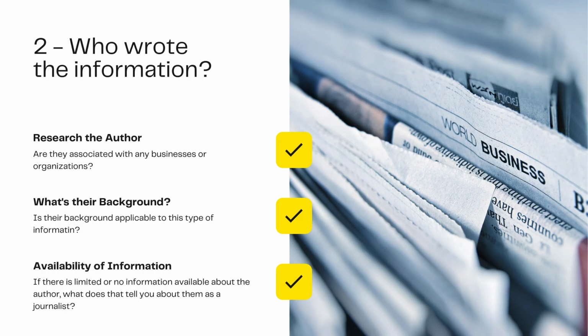Next, consider who wrote the article. Find the author's name on the article and search for their name on the internet to see if they're associated with a certain business or group. Next, consider if they have the type of background to write a story about the topic you're reading about. If you can't find any information about this person, what might this say about their content?